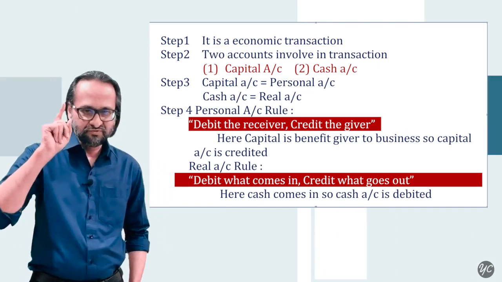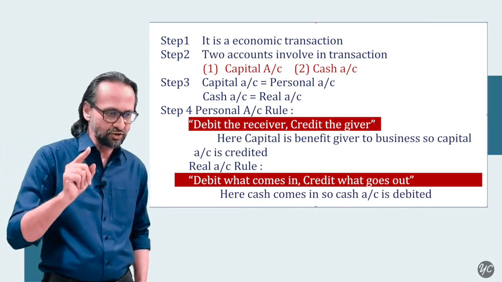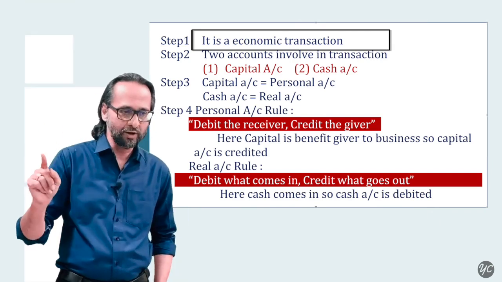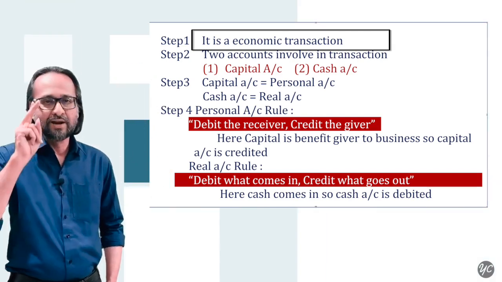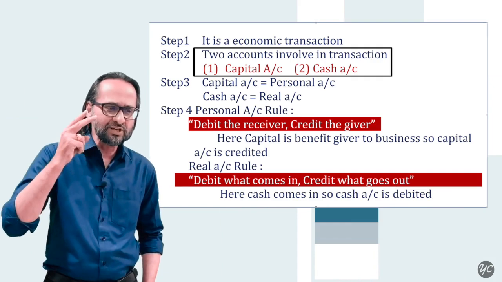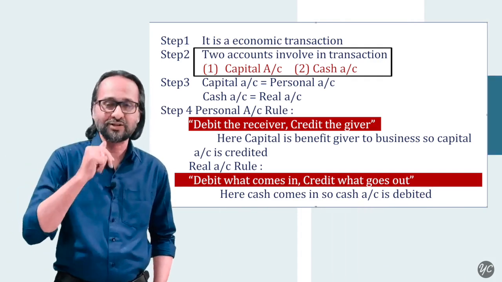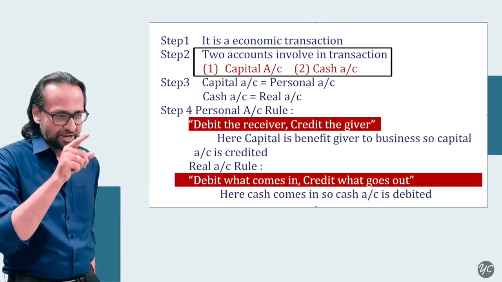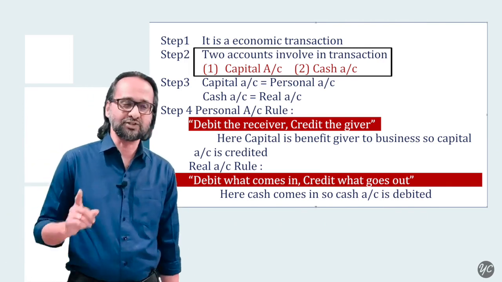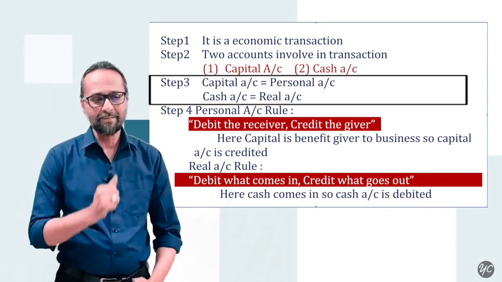So the first step is to identify the transaction, whether it is economic or non-economic. Here it is an economic transaction. Step number 2: which are the two accounts involved in this transaction? Number 1 is the capital account and number 2 is the cash account. Now, step number 3.